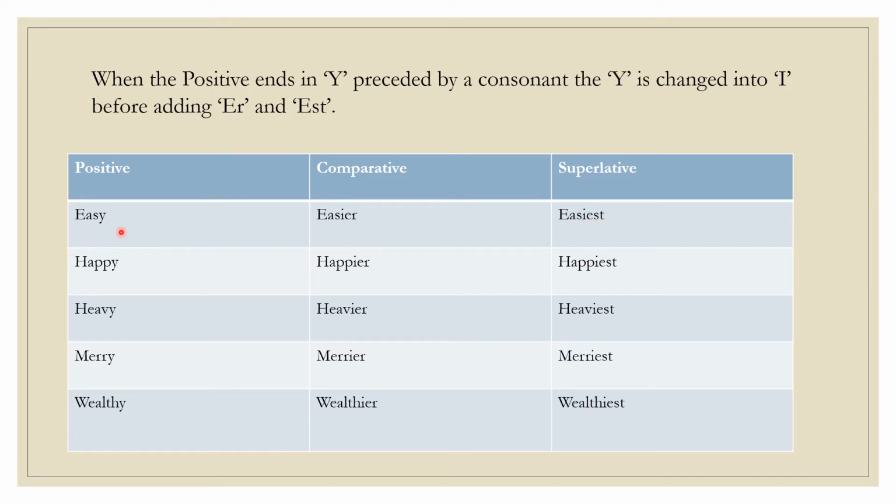So the Y changes to I. In the comparative you will put ER, so the word is easier. In the superlative the Y changes to I and you will write EST. So the word becomes easiest. So easy in the positive, easier in the comparative, and easiest in the superlative. Some more examples. Happy, happier, happiest. Heavy, heavier, heaviest. Merry, merrier, merriest. Wealthy, wealthier, wealthiest.